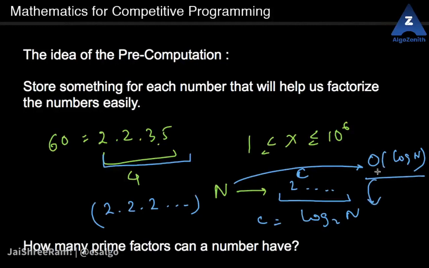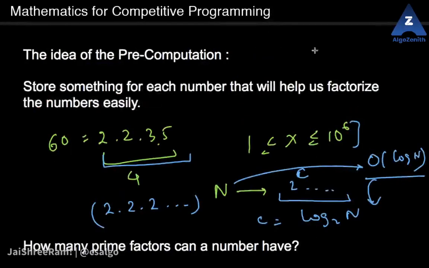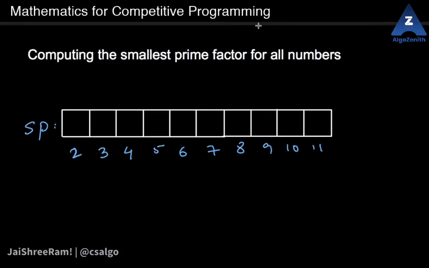Okay, so there will be very few terms, but how do we find them very fast? Because we would have to answer each of the queries in order log n, only then it works, or else it will not. Okay, so we will try to store something. Let's look into what we will store.